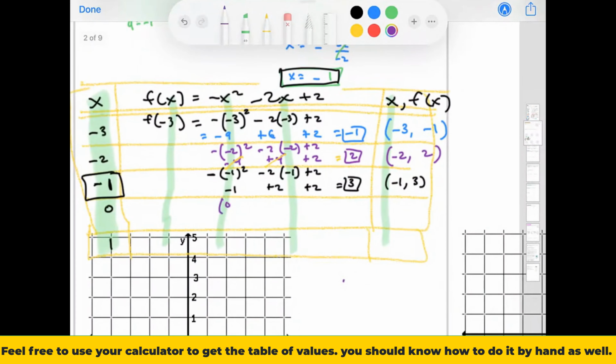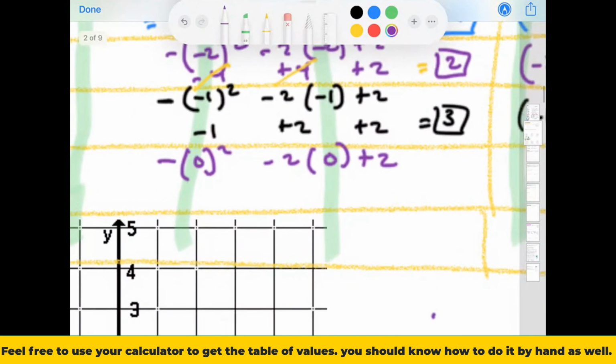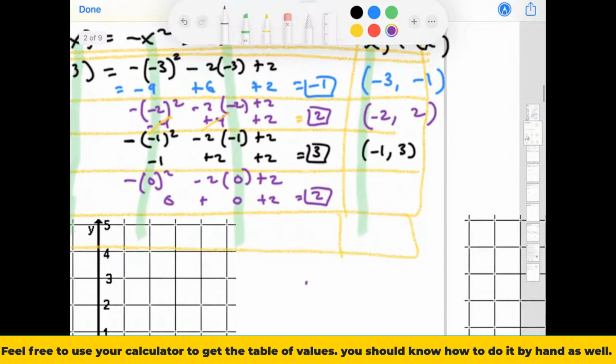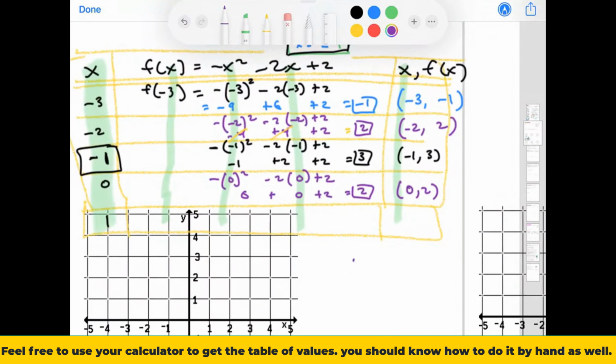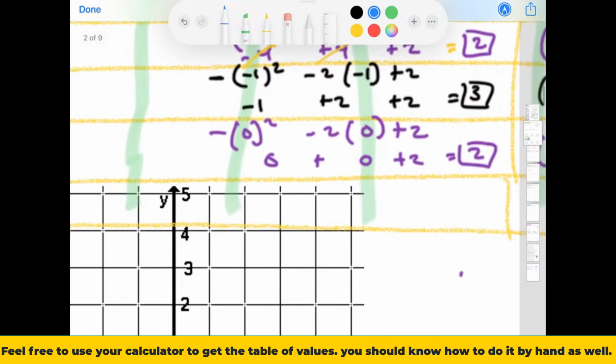And let's put in 0. Zero squared is 0, opposite of 0 is 0. 0 times negative 2 is 0. And so you're just left with 2. So that would be 0, 2. And the last one, 1. So 1 squared is 1, opposite of 1 is negative 1, negative 2 plus 2. So these will cancel, and you're left with negative 1.